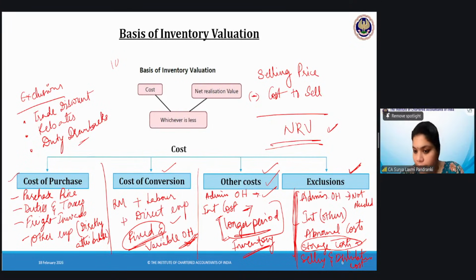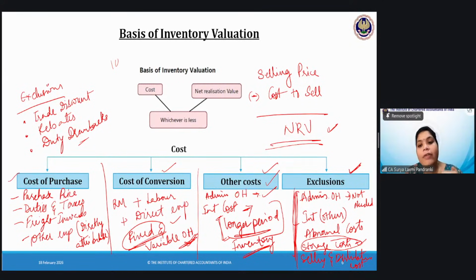Now it is your assumption. The standard has given you the exclusions and inclusions, and a few things that you can take care of. You can add them or exclude them according to the general list they have given you, and it again depends on business to business. You can't say that for every business storage cost has to be excluded, because there are products which, if you don't store them properly, you can't sell them.